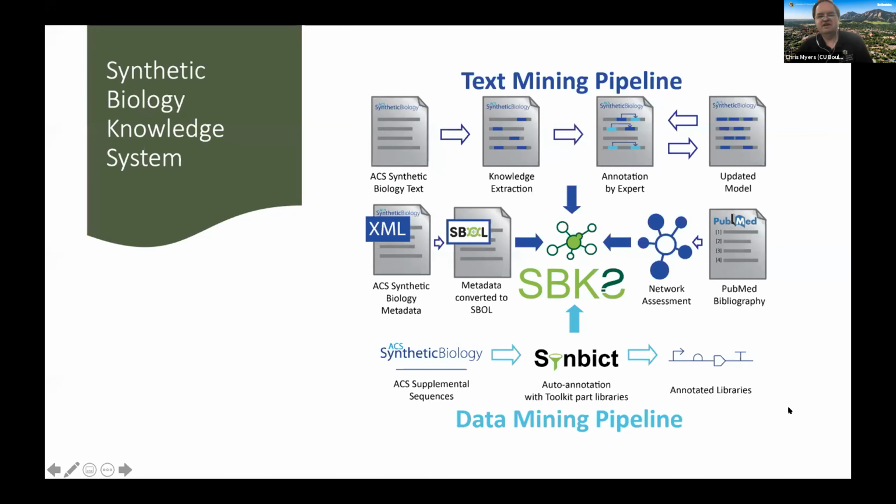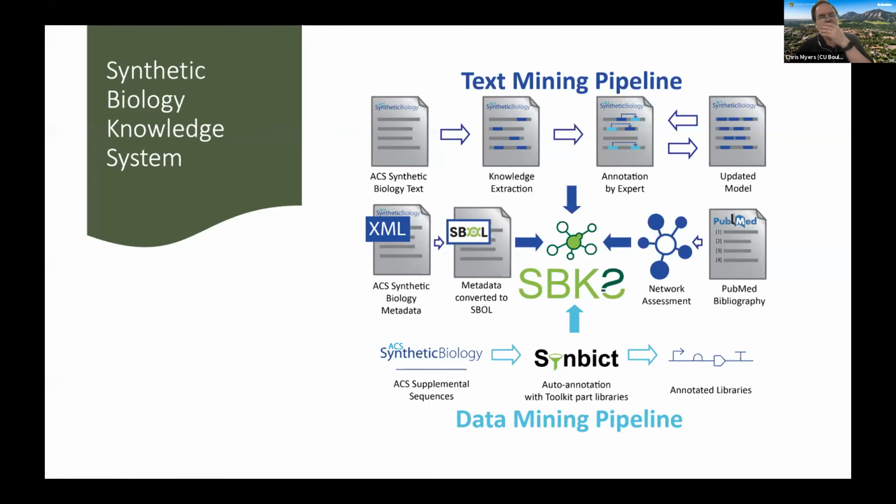So in this presentation, I'm going to be talking about 2 projects. The first one is a synthetic biology knowledge system. This is a project funded under the NSF Harnessing the Data Revolution program. And basically, it's an interesting project because it involves a wide group of people. We have 6 PIs on this project. We have people that are experts in text mining and machine learning, social science, and biology and library science.